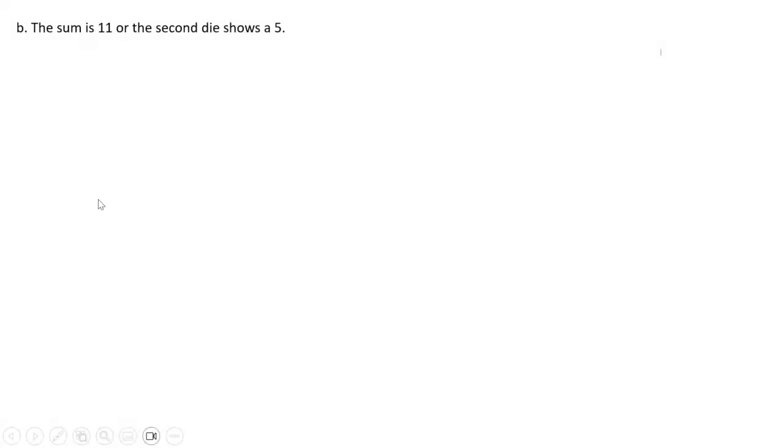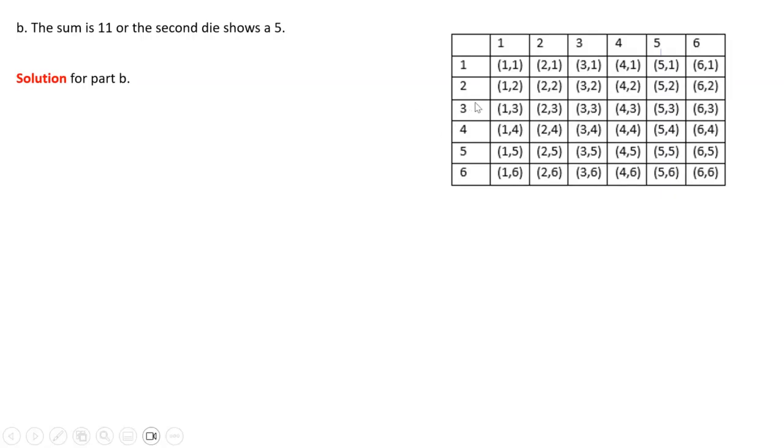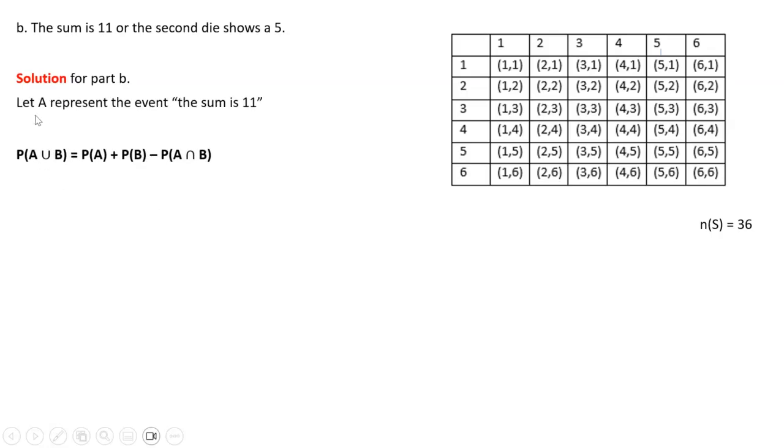Now, let's do the second part of this example. The sum is 11, or the second die shows a 5. Okay? There are all the possibilities, so again the sample space is 36. There's my formula. I'm going to let A represent the event that the sum is 11. So a sum of 11 will be these two here on the right, 5 and 6, and 6 and 5 equal 11. So it's going to be 2.